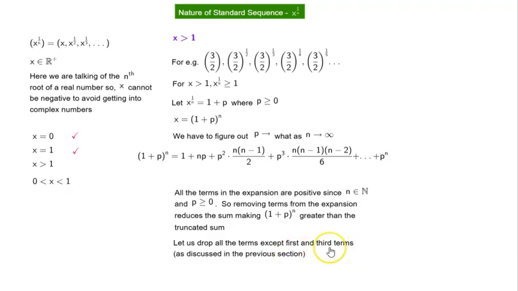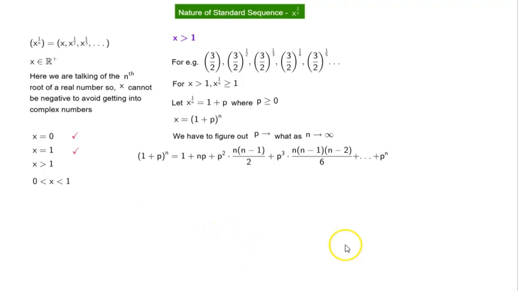Now, why specifically the first and third terms? This we have discussed in the previous session. The same reasoning also applies here. Keeping that in mind, we take up the first and the third term. We retain them, and the rest we ignore. So we have 1 plus p to the power of n is greater than 1 plus p square times n into n minus 1 by 2. Exchanging the left hand side and right hand side, the inequality changes.